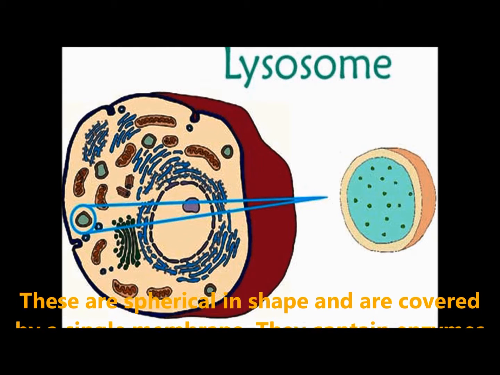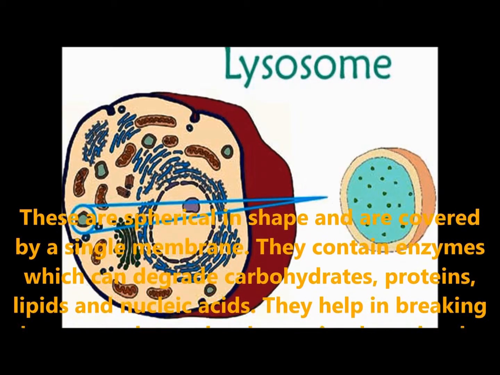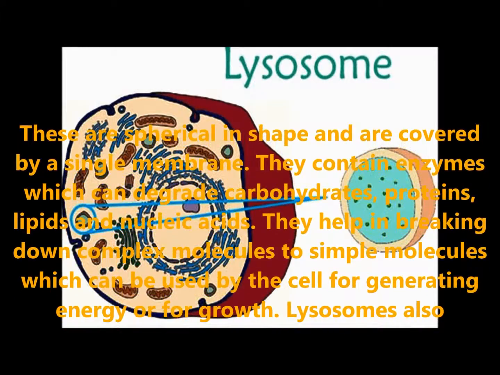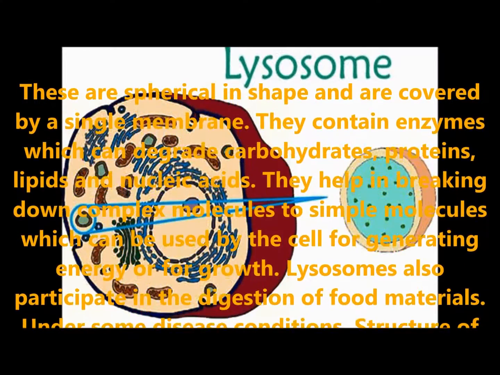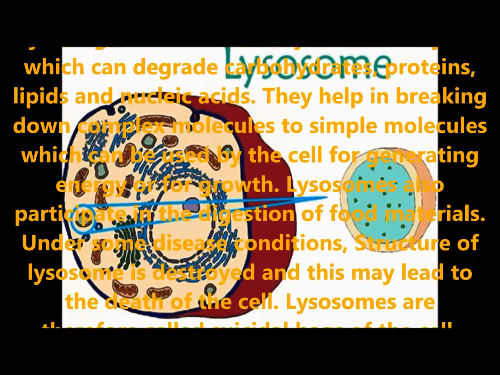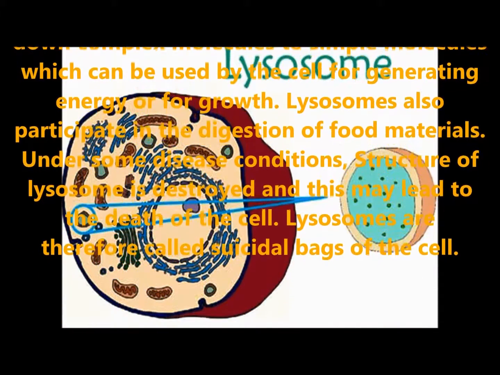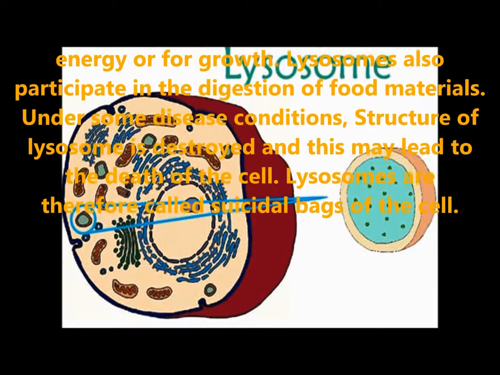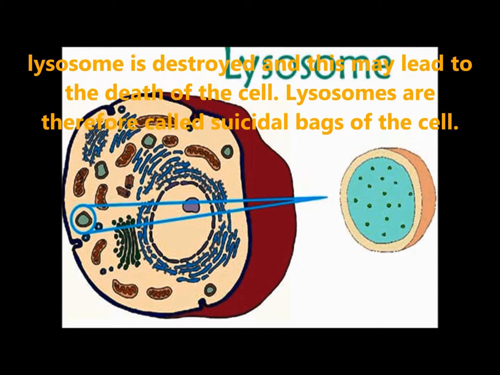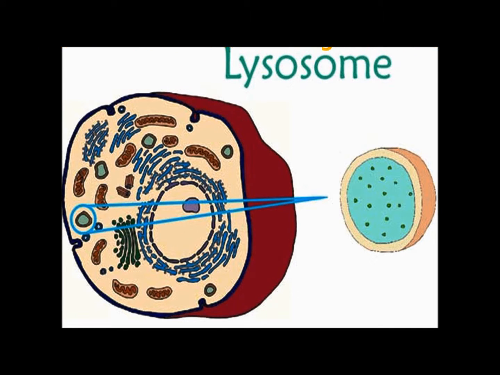Lysosomes. These are spherical in shape and are covered by a single membrane. They contain enzymes which degrade carbohydrates, proteins, lipids and nucleic acids. They help in breaking down complex molecules to simple molecules which can be used by the cell for generating energy or for growth. Lysosomes also participate in the digestion of food material. Under some disease conditions, the structure of the lysosome is destroyed and this may lead to the death of the cell. Lysosomes are therefore called suicidal bags of the cell.